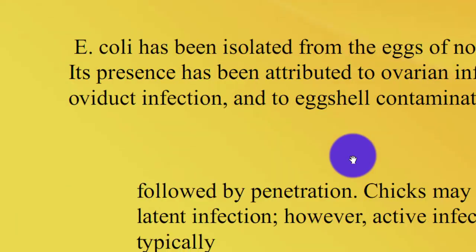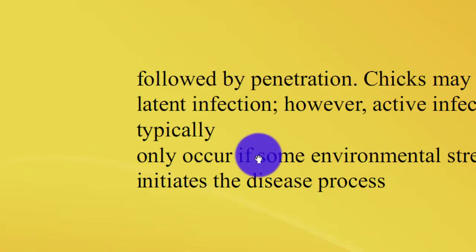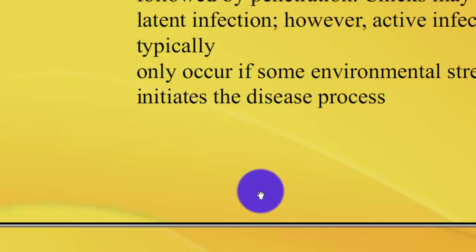E. coli has been isolated from eggs of normal hens. Its presence has been attributed to ovarian infection, oviduct infection, and to eggshell contamination. Following penetration, chicks may hatch with latent infection. However, active infection will typically only occur if some environmental stress or lesion initiates the disease process.